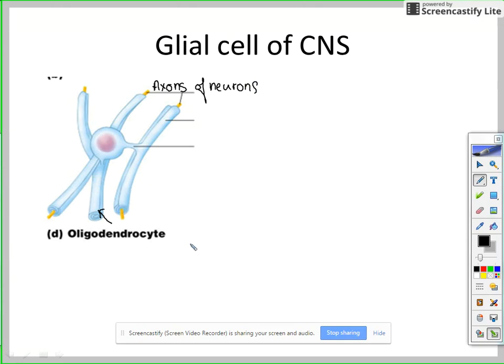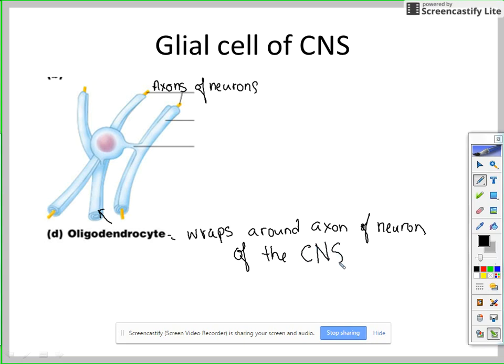It's wrapping around the axon of the neuron of the central nervous system. So this is going to be in your brain, this will be in your spinal cord. And we learned earlier what is created by wrapping around those cells. That would be the myelin sheath.